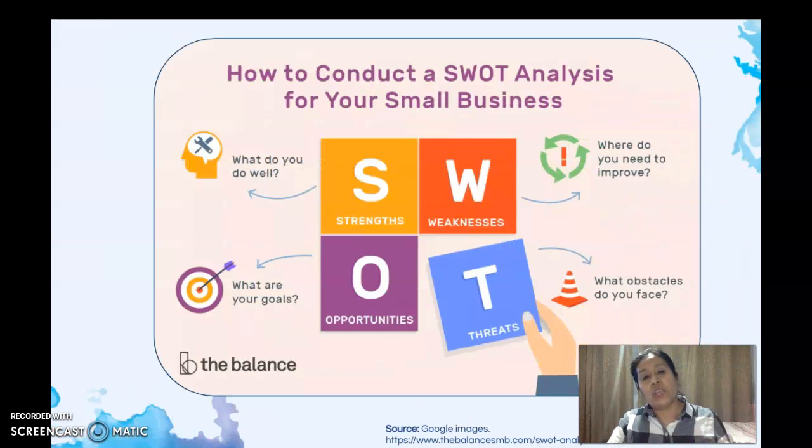Once we have checked these points, we can also check how to conduct a SWOT analysis for any small business, okay? Don't forget, the strengths are what you do well, the weaknesses are where you need to improve, okay? The opportunities are your goals. What do you want to do? Which are the possibilities for your organization? And the threats are the obstacles that you are facing.